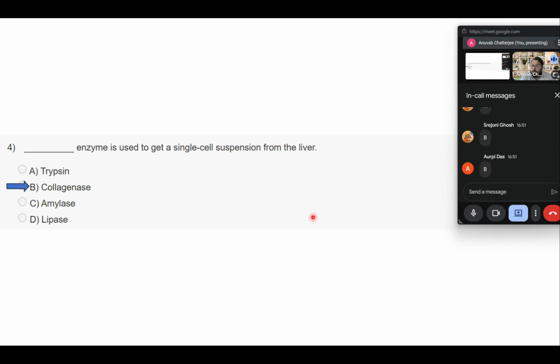But essentially, collagenase enzyme is majorly used to get a single cell suspension from liver. Any questions?